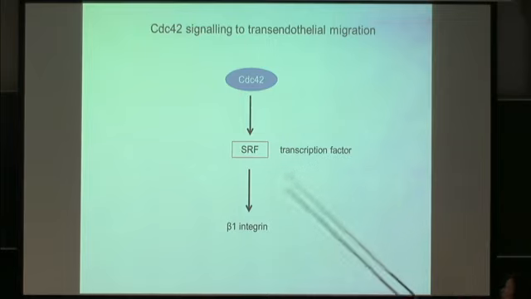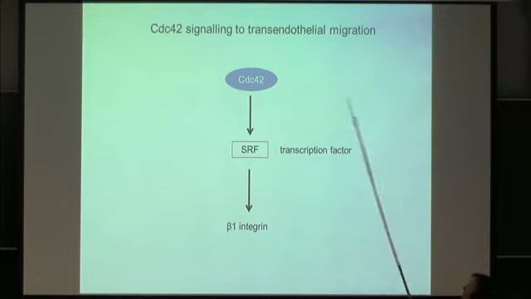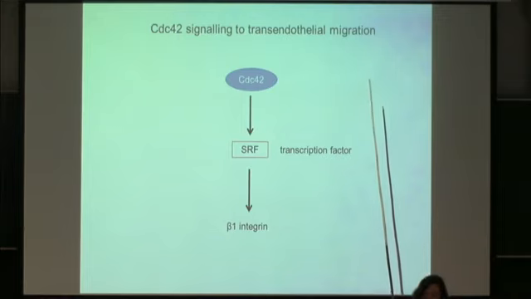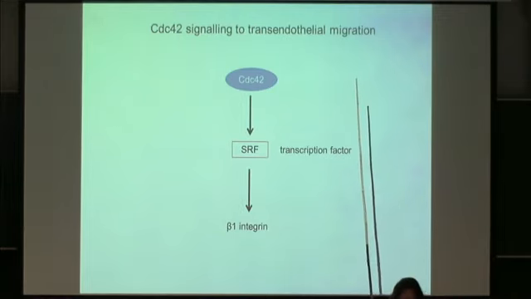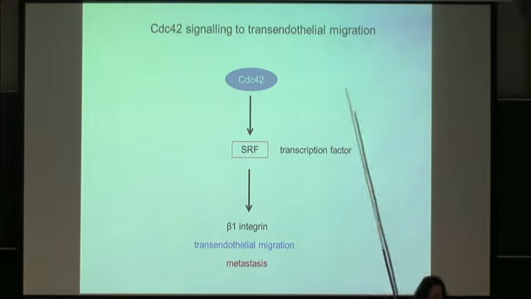And so it activates a transcription factor, and this transcription factor regulates the transcription of beta-1 integrin messenger RNA. So when we reduce the levels of CDC42, we have reduced levels of beta-1 integrin messenger RNA, and we also have reduced levels of beta-1 integrin protein. And this is really important for the transendothelial migration.